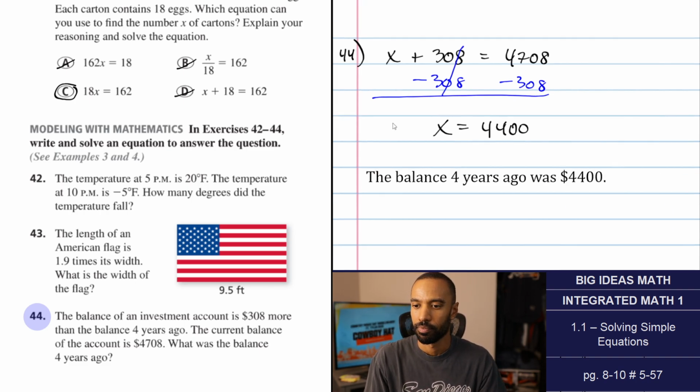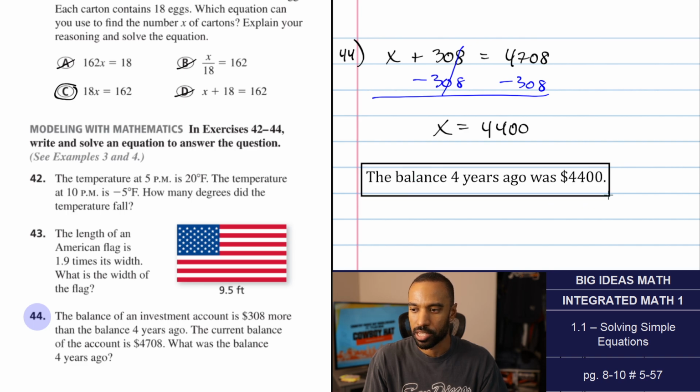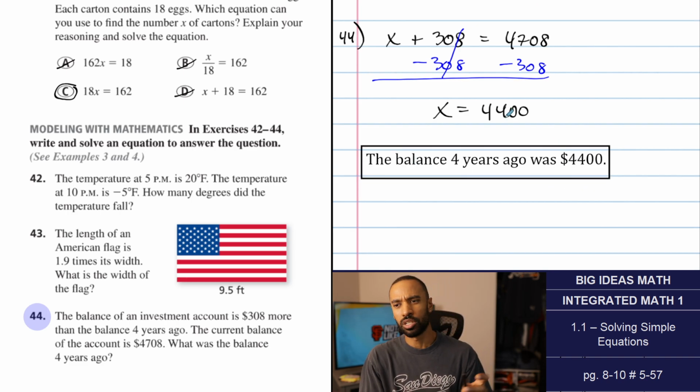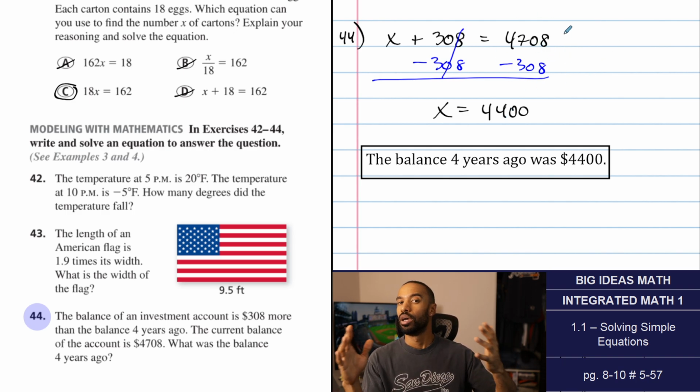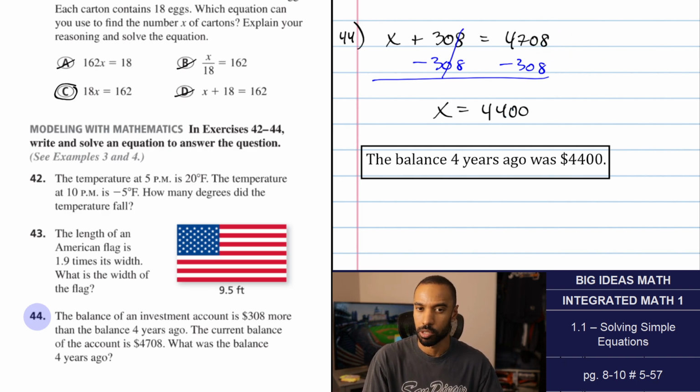Okay. So that's how we're setting up. That's how we're solving that kind of stuff. Again, could you just do minus 308? Yes, that's the math you'll eventually do. Are you able to set up equations? I think that is the more important skill we're talking about, though, right?